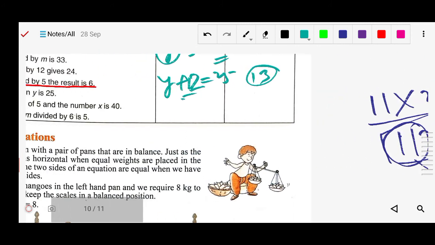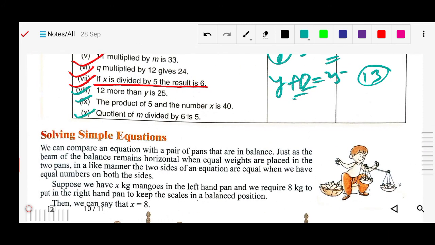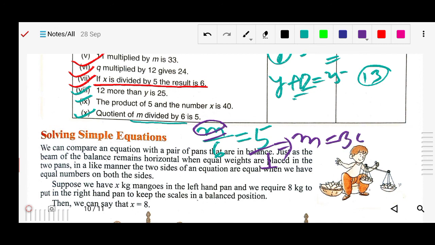Okay, the last one, the quotient of m divided by 6 is 5. Quotient of m, okay, so quotient of m divided by 6, so m will be divided by 6. Very simple, m will be divided by 6. So you can write m divided by 6 and it will be 5. This is your equation. Now you have to find the value of m. So simply cross multiply, 5 by 1. So 5 into 1 will be this m into 1. So m into 1 will be m. So 6 into 5, 30. So the value of m is 30. Equation is m by 6 equals 5 and here the answer will be 30.